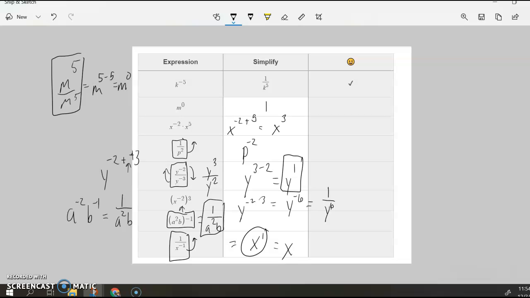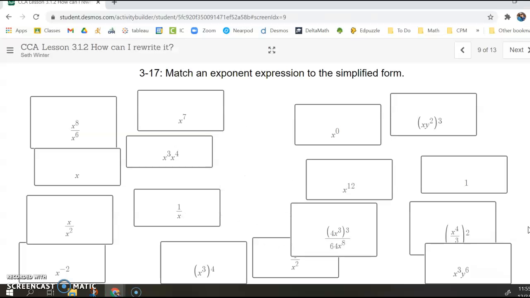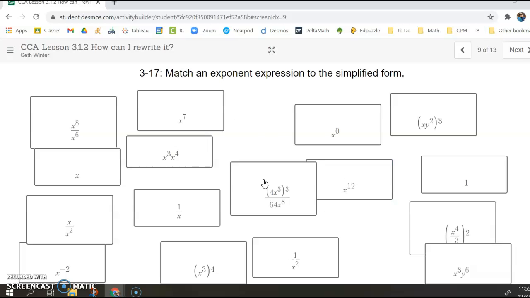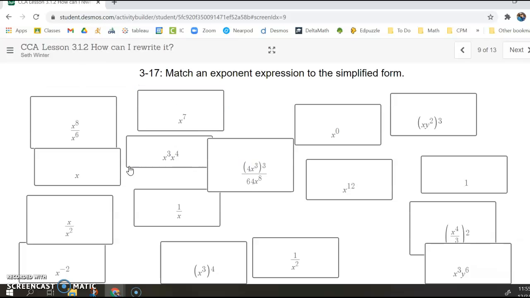All right. If that went too quick for you, go back and play it again, walk through it, email Mr. Winter a question about one of these specifically. And now you're going to finish up this lesson by doing this card sort. All right, so I'm going to give you a chance to do this on your own. Come back and you can match them.